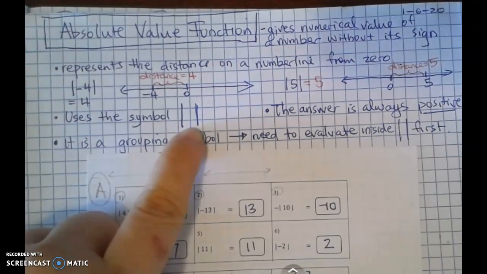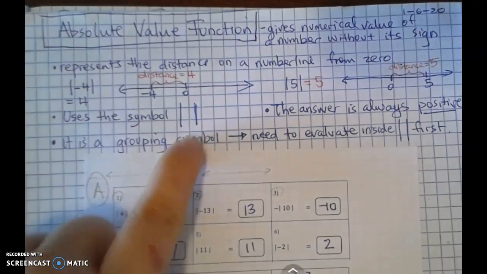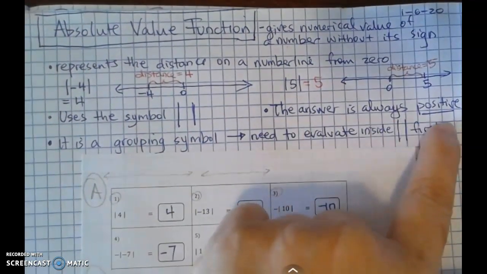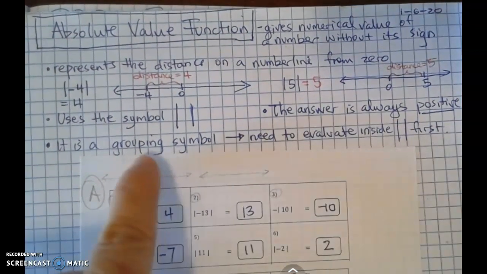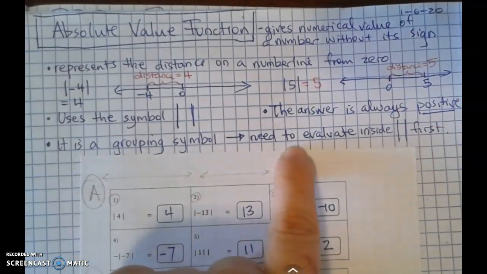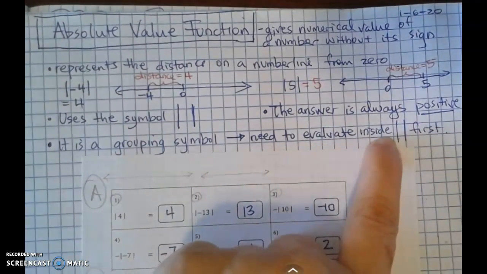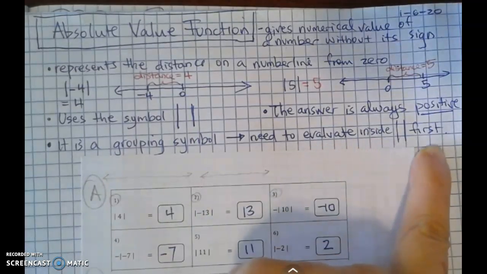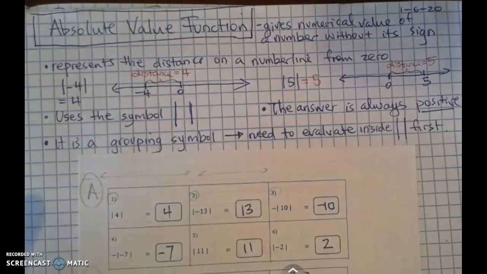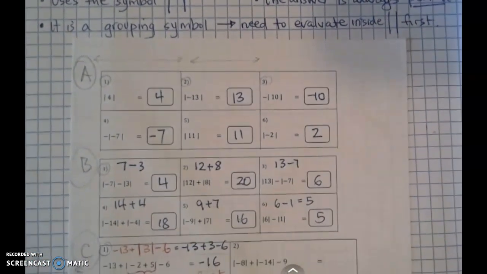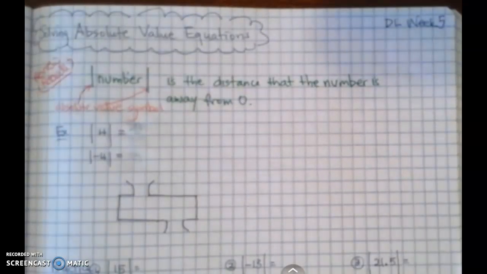And we use this absolute value symbol, and the answer is always positive. It's also a grouping symbol, so you need to evaluate inside the absolute value first. That's what we did, and then we did some exercises on that. Okay, so I want you to look back to your notes and see if you can find it at this point and make sure you understand.